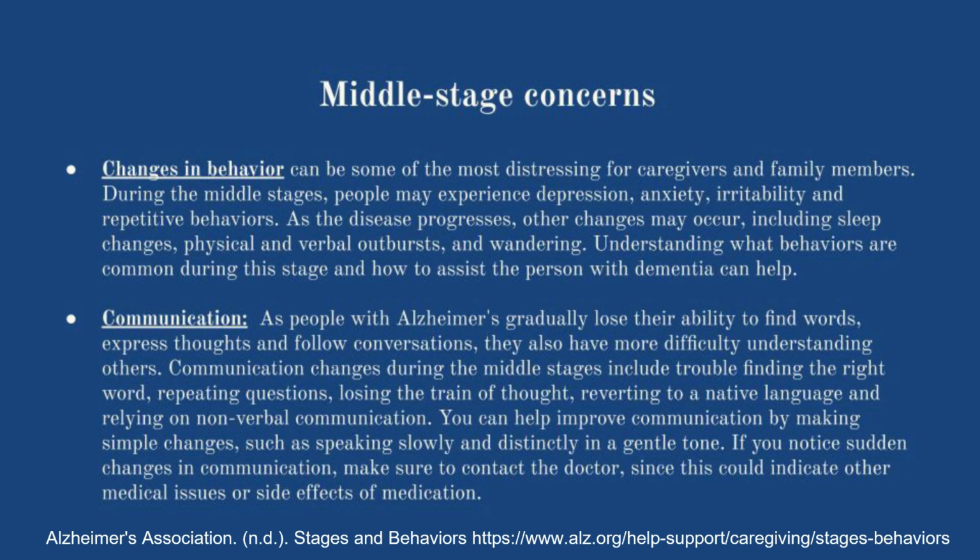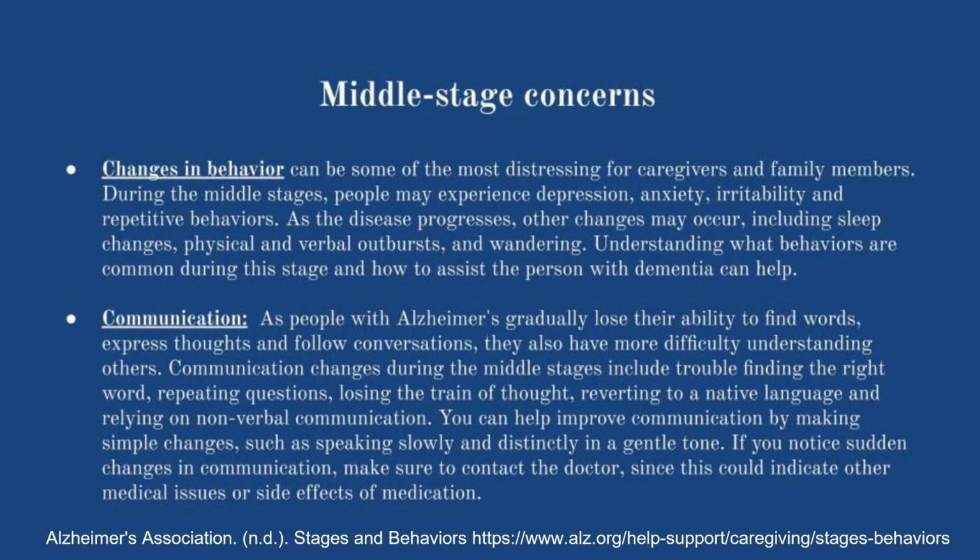So there's a lot of concerns that people have in this middle stage. The changes in behavior can be some of the most distressing for caregivers and family members. During the middle stages, people may experience depression, anxiety, irritability, and repetitive behaviors. As the disease progresses, other changes may occur, including sleep changes, physical and verbal outbursts, and wandering. Understanding what behaviors are common during this stage and how to assist the person with dementia can help.